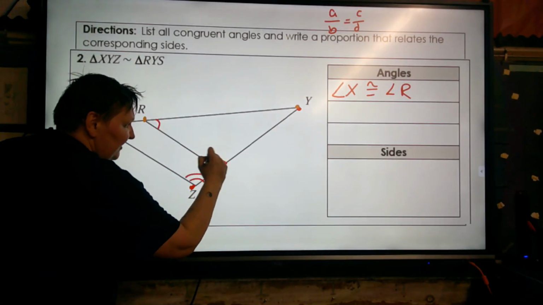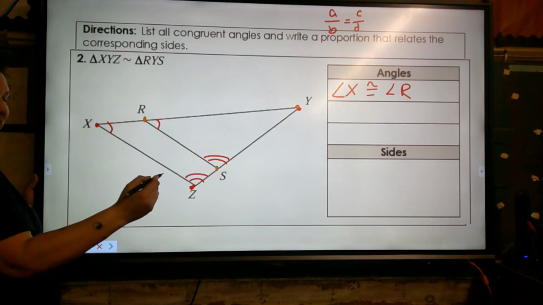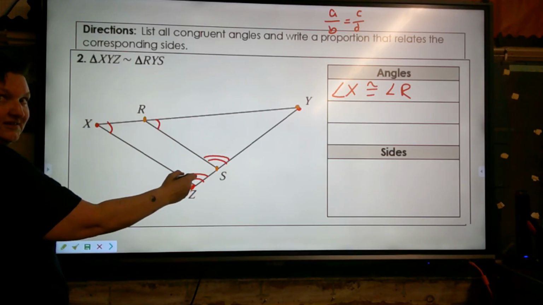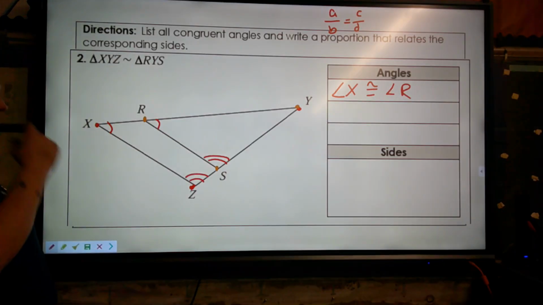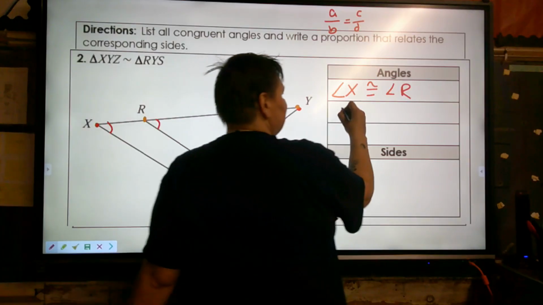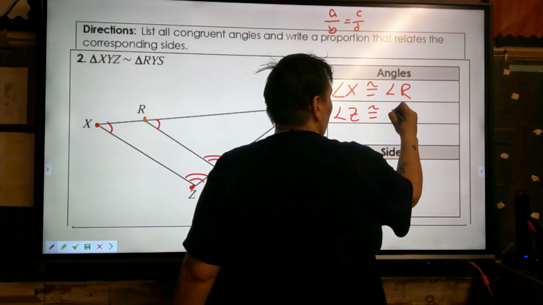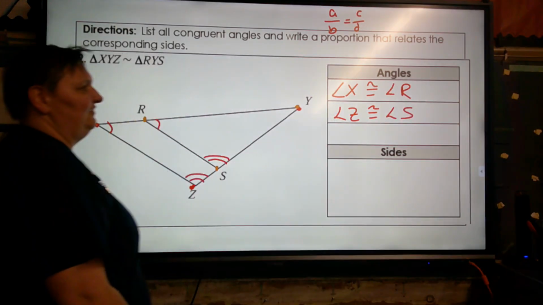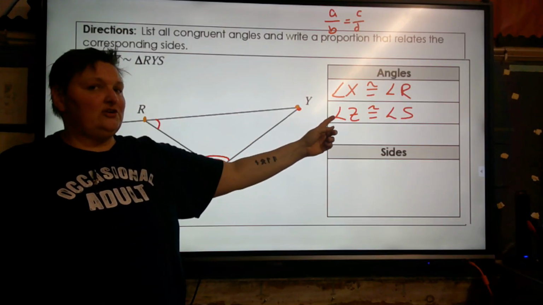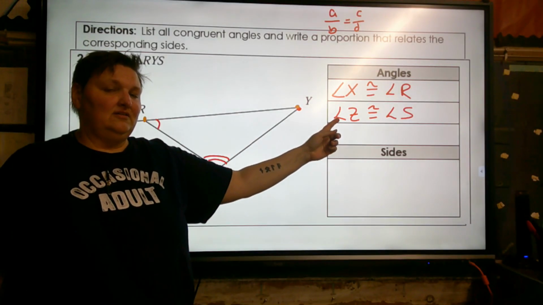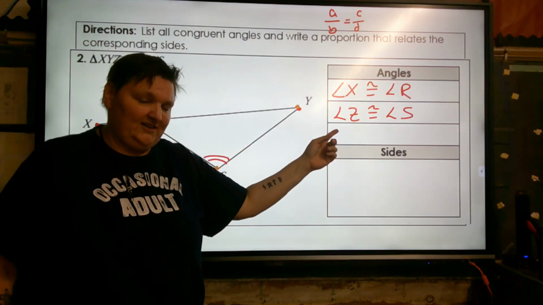This angle is congruent to this angle. You see how these ones have one line? That means they're congruent. These ones have two lines. That means they're congruent. All right, so that's Z and S. Angle Z is congruent to angle S. I'm saying angle. So if you're not listening and you're writing L, I'm going to mark it wrong. Because I'm saying angle. And you're supposed to be listening.